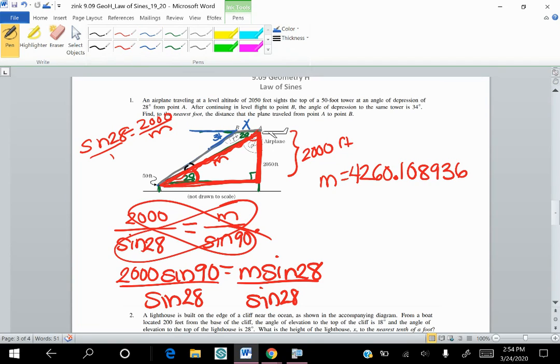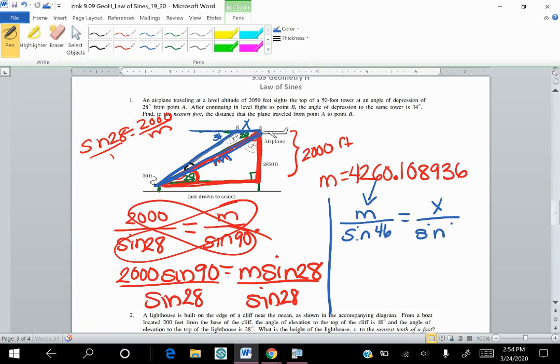So now I'm going to focus my attention on this blue triangle right here. In this blue narrow triangle, I now know side M, and I know the angle across from that is 146. So I'm going to use law of sines again. So I'm not going to write out my whole decimal. I'm just going to use that letter. So M over sine of 146 equals, I'm looking for x over sine of the angle across from x, which in that blue triangle is 6 degrees. I'm going to cross multiply.